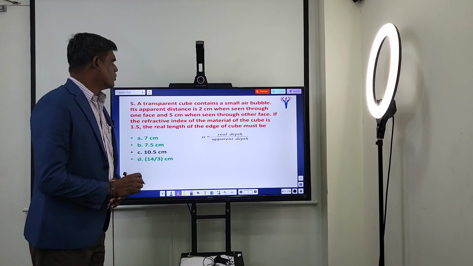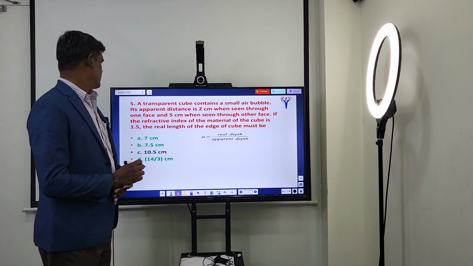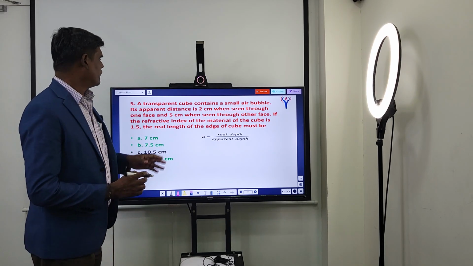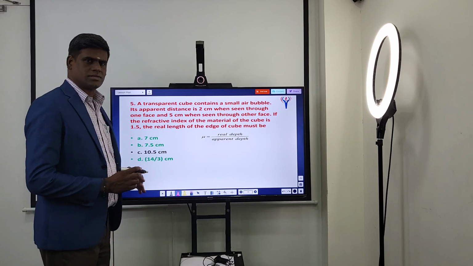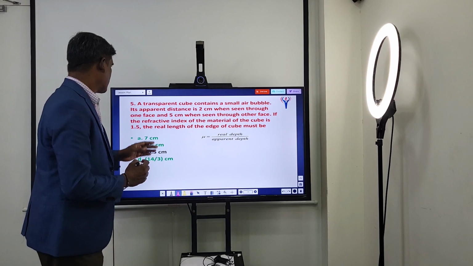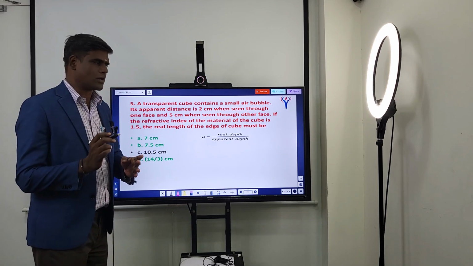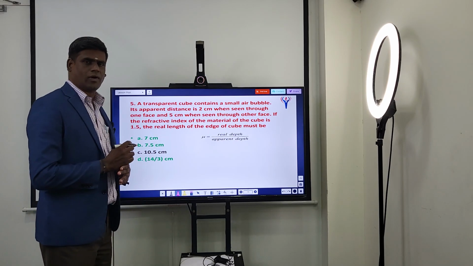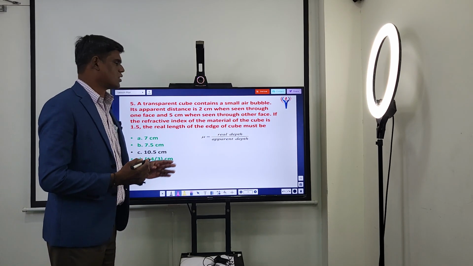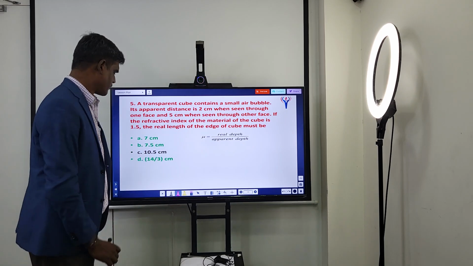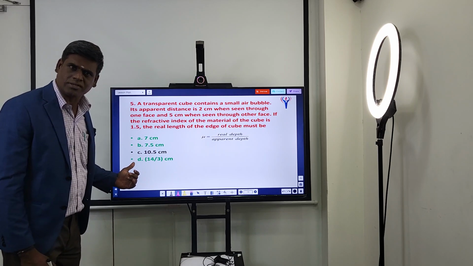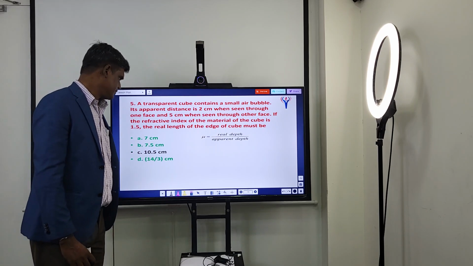A transparent cube contains a small air bubble. Its apparent distance is 2 centimeter when seen through one face and 5 centimeter when seen through the other face. If the refractive index of the material of the cube is 1.5, that is mu equals 1.5, the real length of the edge of the cube must be dash. Which option? Option B or C? Yes, option C is the correct answer.